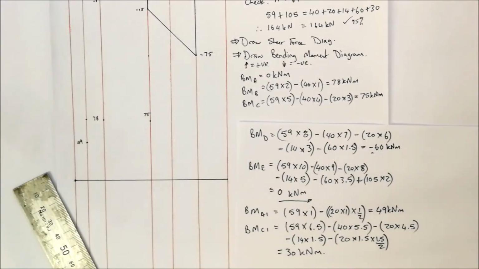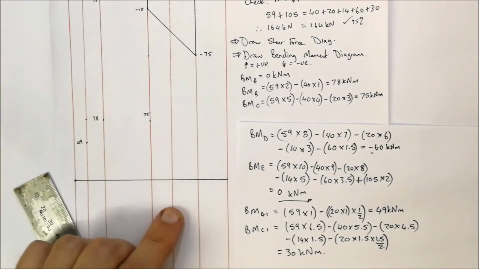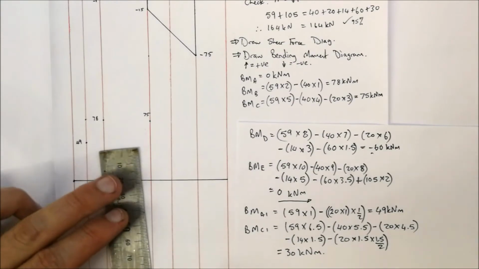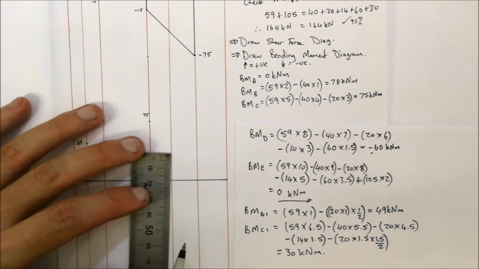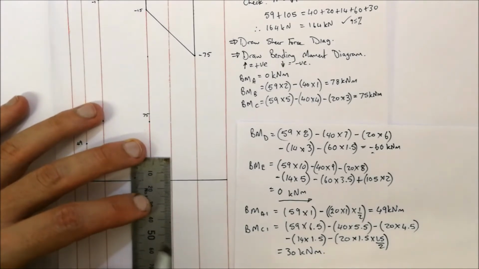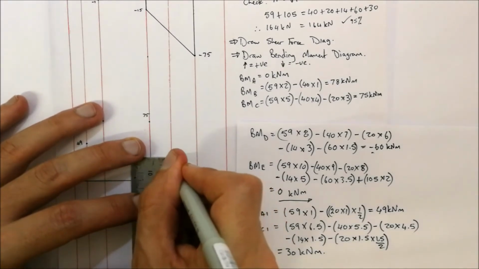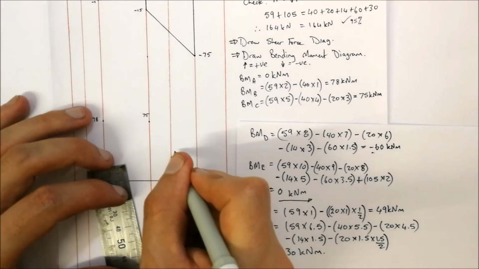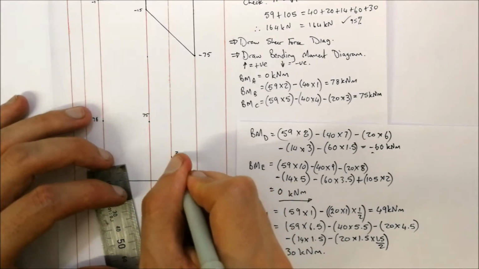Right. Now that we've done that, we're going to be looking at the next point, which is C1. And C1 we've calculated the bending moment, and that is equal to 30 kilonewton meters. So half of that is 15. Okay, so 15 millimeters up from there gives us a position over there, and I'm going to write over there that that is 30.